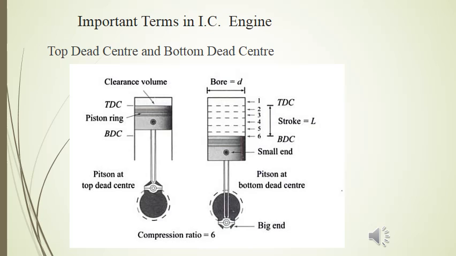In the case of vertical cylinder, these centers are defined as top dead center and bottom dead center, whereas in the case of horizontal engine, they are defined as inner dead center and outer dead center. The linear distance between TDC and BDC is known as stroke length. These centers are known as dead centers because they do not move, they are stationary.